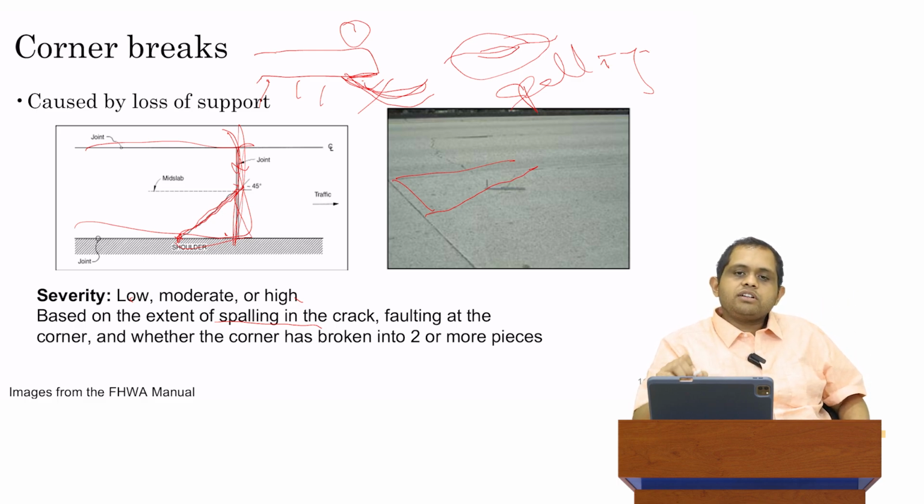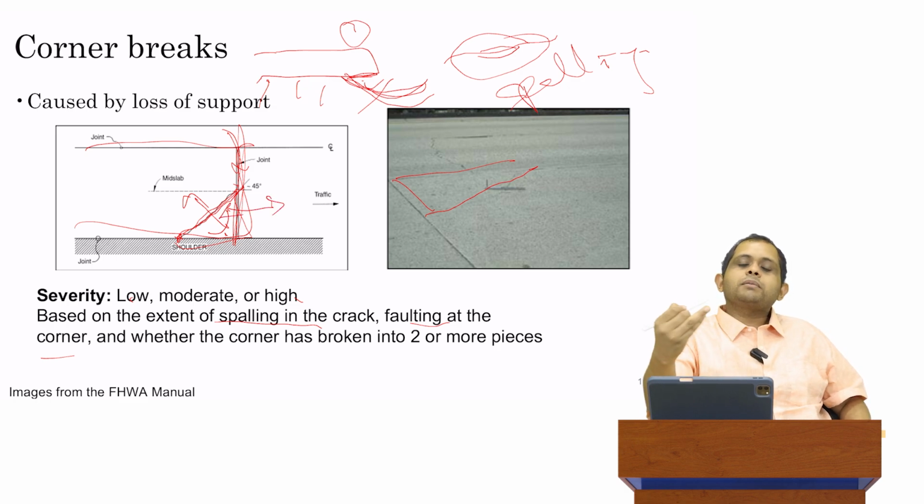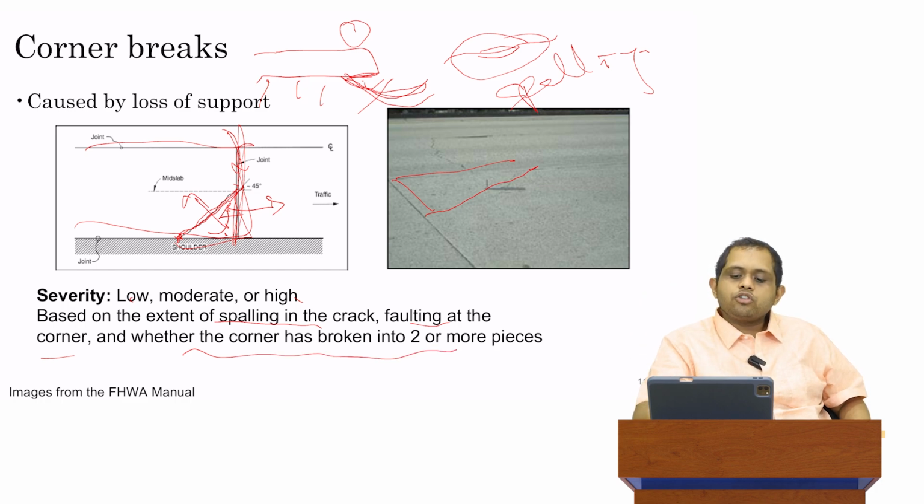So the severity is based on the extent of spalling, and on the faulting which has developed at the corner. The faulting could be between the two sides of the crack. It could also be that because of the crack, at the joint itself, you have some kind of differential deflection. So some amount of faulting could develop in the corner, and it also depends on whether the corner has fully broken into two or more pieces. It's not just that you've got this one large piece, but whether it has become shattered.